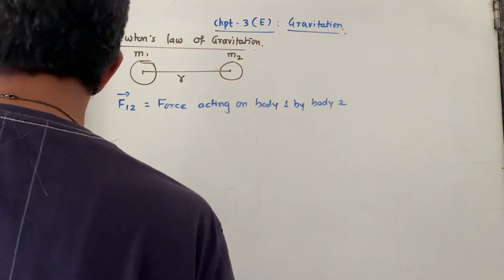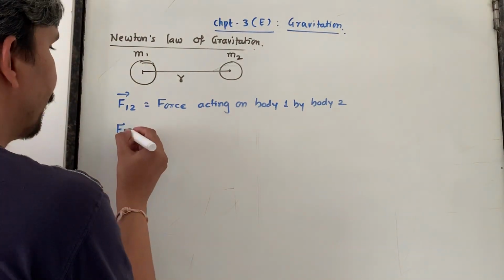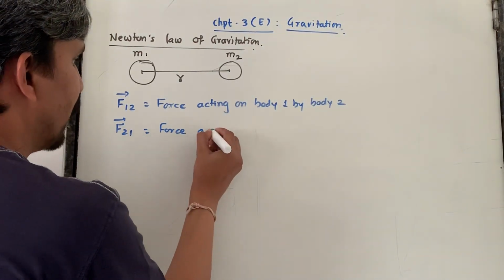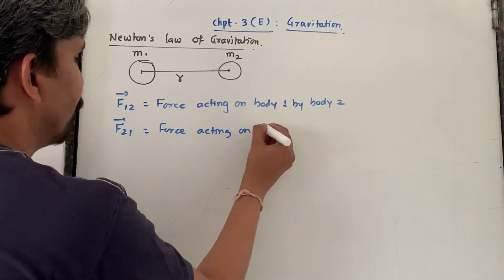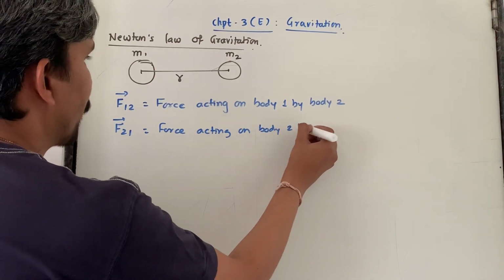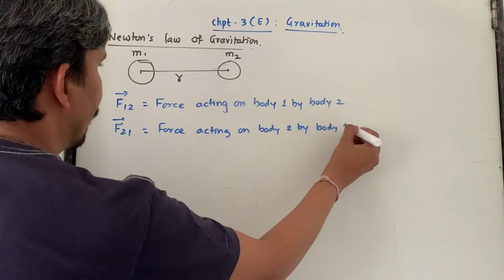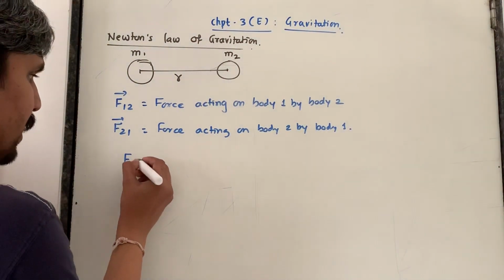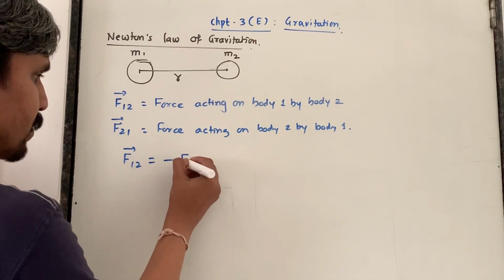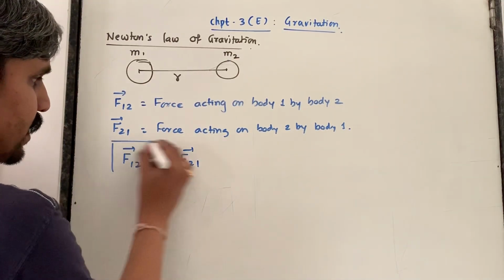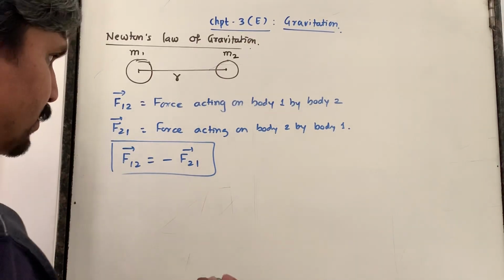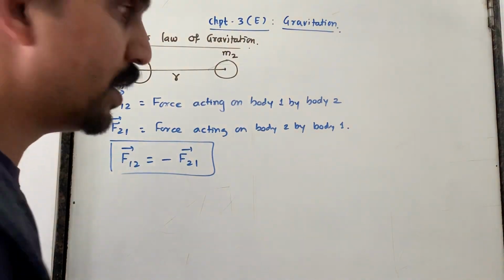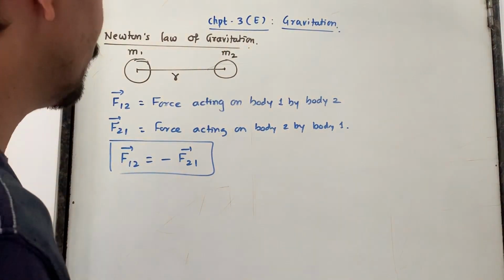And second, there is F21 bar, that is the force acting on body 2 by body 1. So I can write F12 bar is equal to minus of F21 bar. They are equal in magnitude and opposite in direction. This is according to Newton's third law: for every action there is an equal and opposite reaction. Now check the next part.